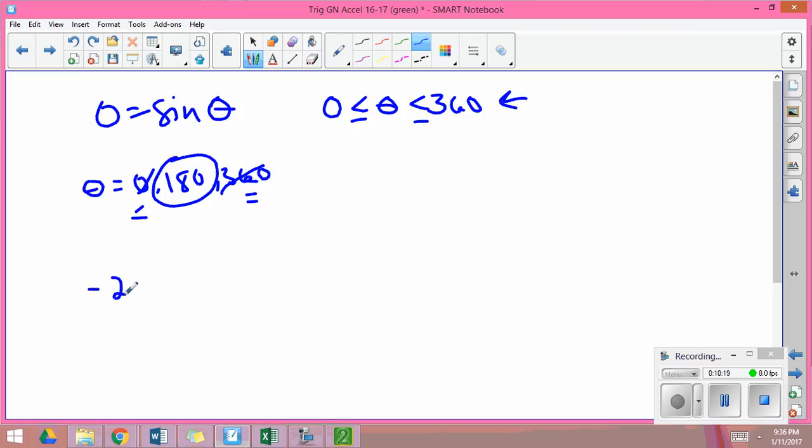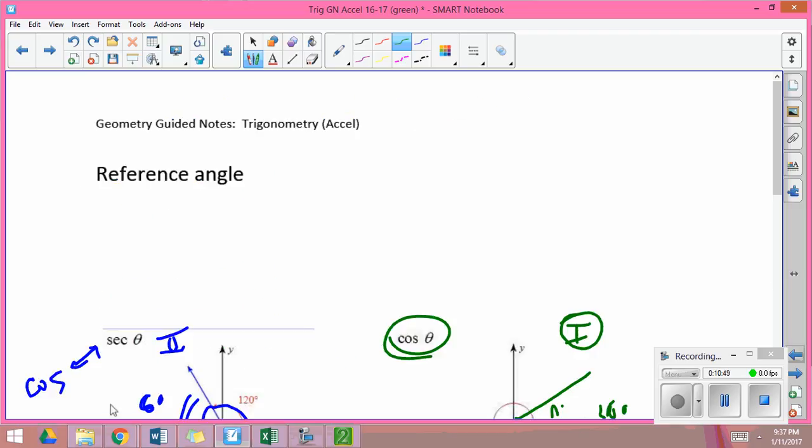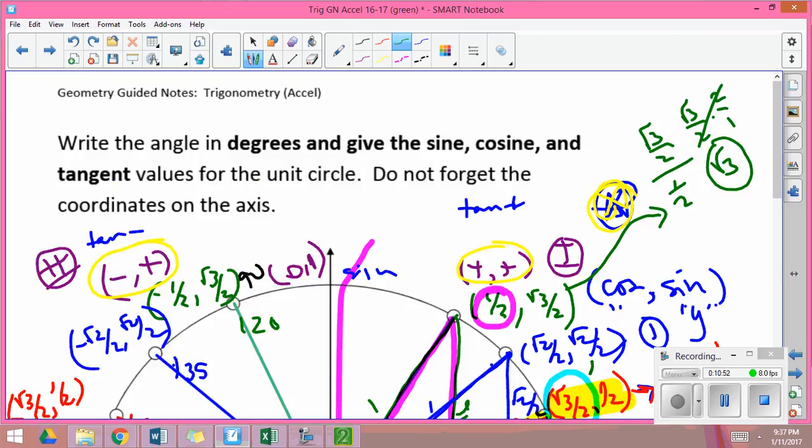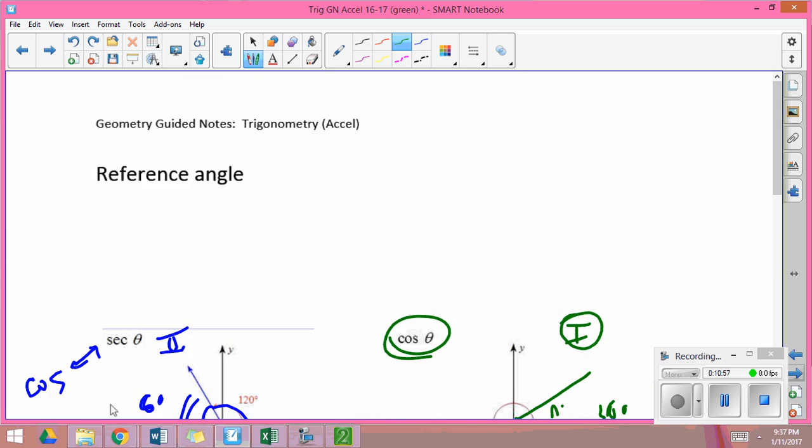The other kind of question is I could say 2 cosine of theta is equal to negative square root of 3. Just like any algebraic solving, you want to get your variable, what you don't know, alone. So we're going to divide by 2. And we're going to be looking at a problem that says the cosine of theta is negative square root of 3 over 2. And if I think about my unit circle, I think about, well, where is cosine square root of 3 over 2? Well, cosine is the square root of 3 over 2 at 30 degrees.